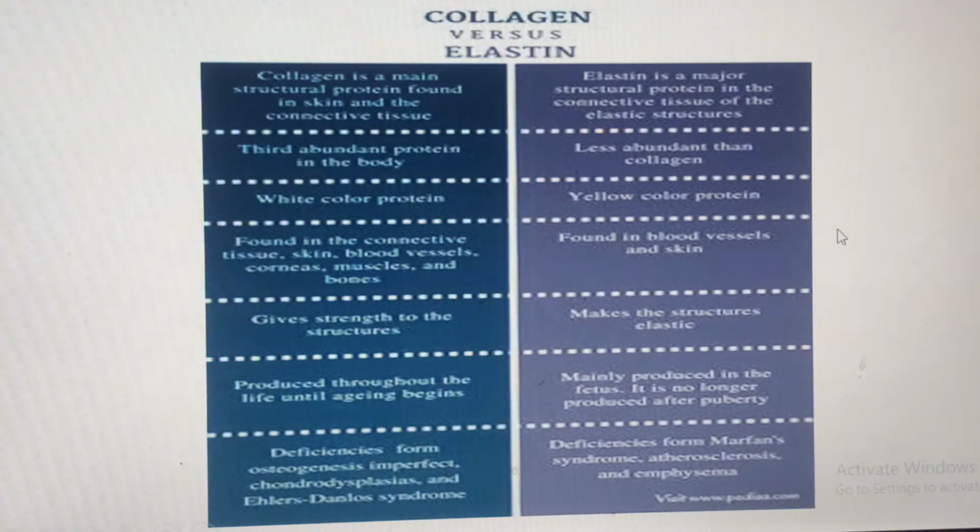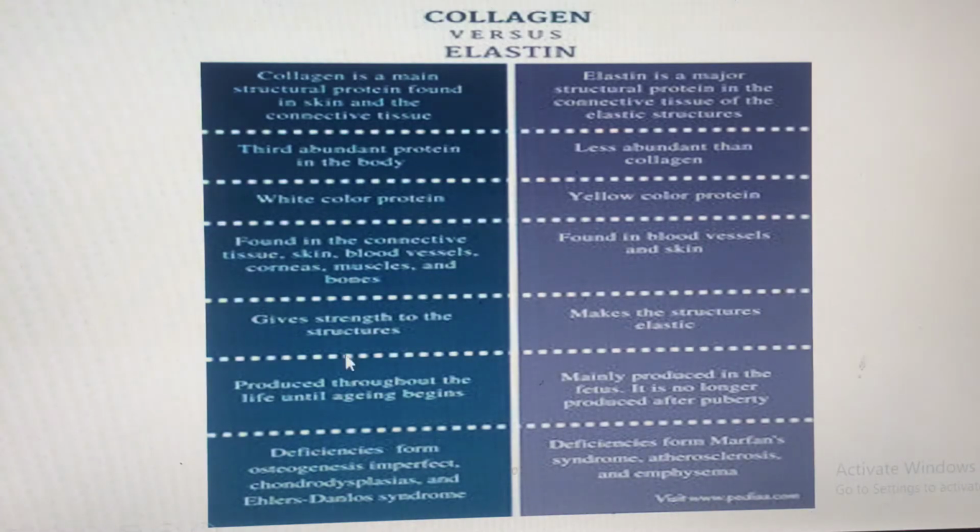Collagen fiber is the third most abundant protein in the human body, and elastin is quite less abundant actually. Collagen is a white protein, but elastic fibers are yellowish, and that is why in a fresh section we tend to see that elastic fibers will appear yellowish. We find them in blood vessels, cornea, muscles, and what have you, and of course skin.